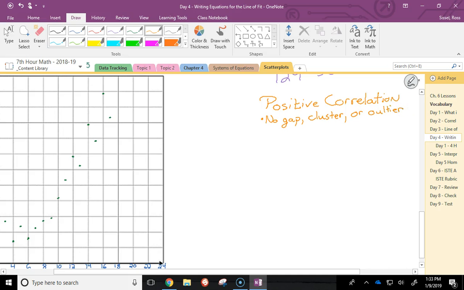Now, this will be pretty helpful to me tomorrow when we're interpreting our graph, because I'm going to say, hey, this is a positive correlation with no gaps, clusters, or outliers. So I'm thinking my graph is kind of a steady change. So it should make me able to make pretty good interpretations.